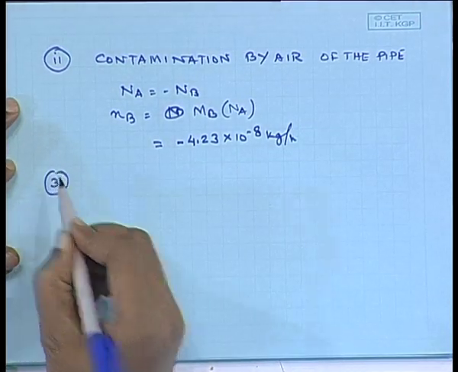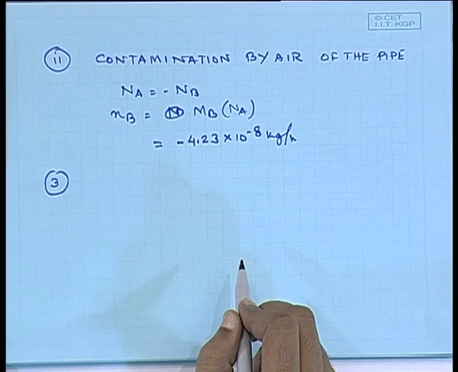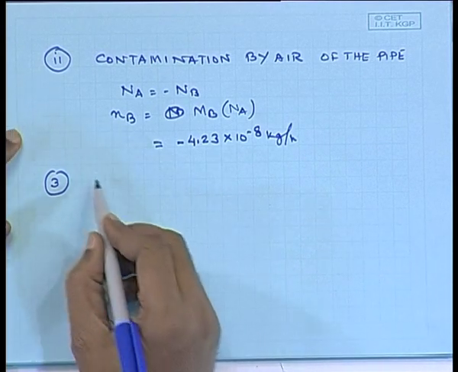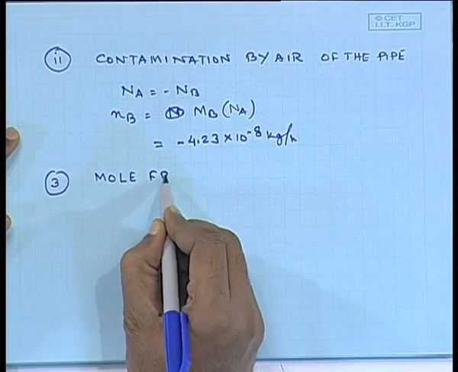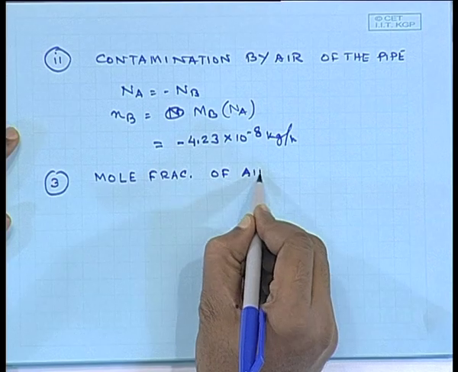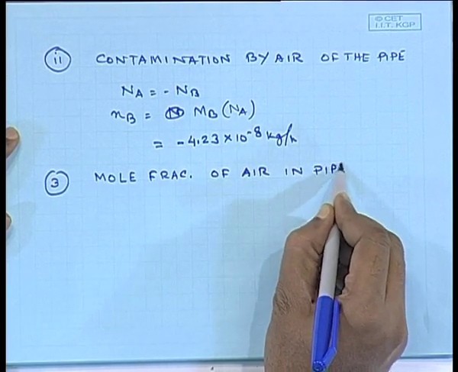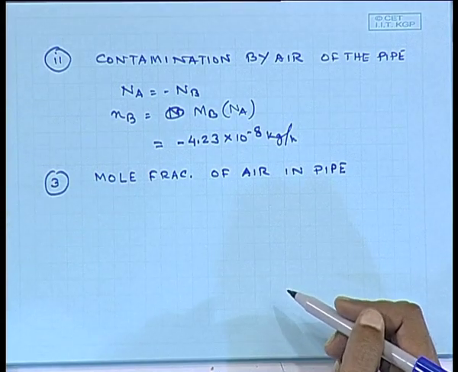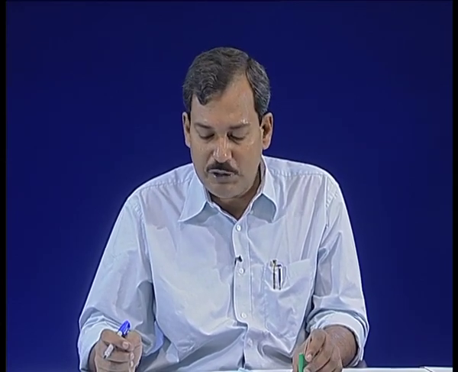The third one that I would like to find out is the mole fraction of air in the pipe. Now, I am asking you this because, hopefully, it will validate our assumption. Our assumption was that the amount of air present in the ammonia in the pipe is very, very small. So, if I can evaluate the mole fraction of air in the pipe, and if I can show it to be very, very small, then that proves the assumption or partially proves the assumption. So, how do you find out the mole fraction of air in the pipe?